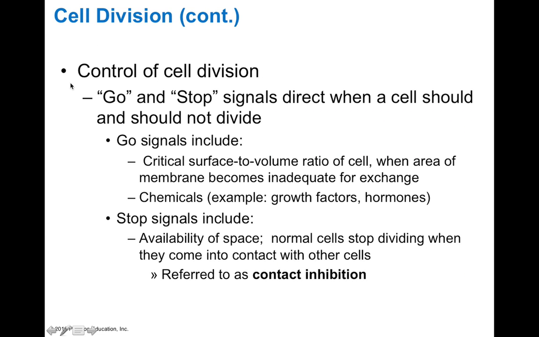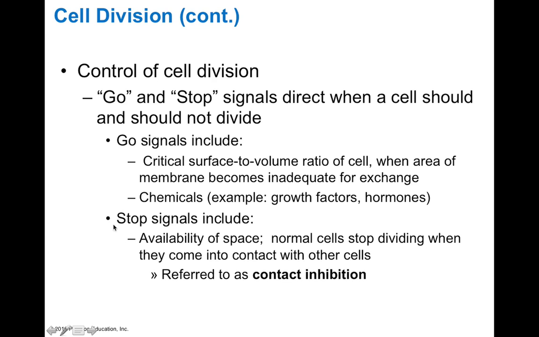So cell division is controlled by different signals. We need go and stop signals that direct when a cell should or should not divide. Go signals include things like the surface to volume ratio of a cell. If cells become too large, where there's an inadequate amount of membrane for exchange, this can be a trigger for cells to divide. You're going to see this in things like adipocytes, or fat cells. When fat cells become large, that itself can trigger the formation of more fat cells, which means they can store more fats. Other chemicals can also trigger cell division. Things like growth factors or hormones can stimulate cells to divide.